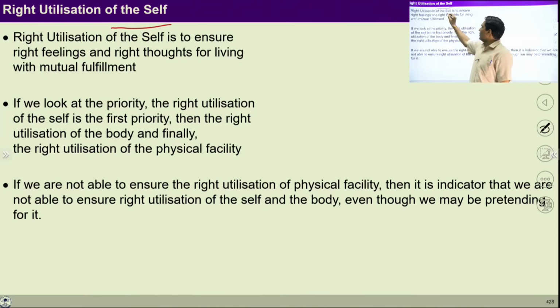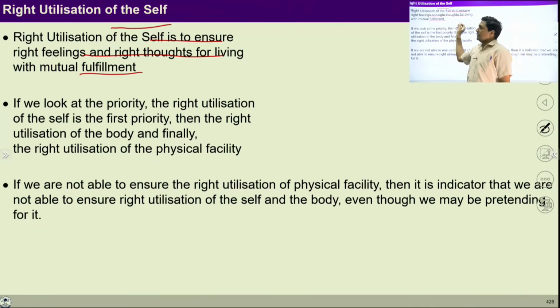So right utilization of the self is to ensure right feelings and right thoughts for living with mutual fulfillment. And we have studied how to ensure this right feeling and right thought in myself. You must have gone through the process of self-exploration, where you are taught to explore yourself, to explore your natural acceptance. So with the help of natural acceptance, I can ensure right feelings and right thoughts in me that will lead to mutual fulfillment.